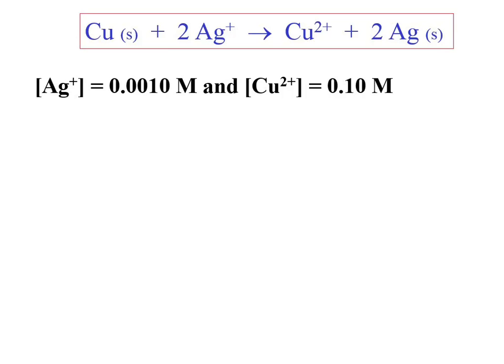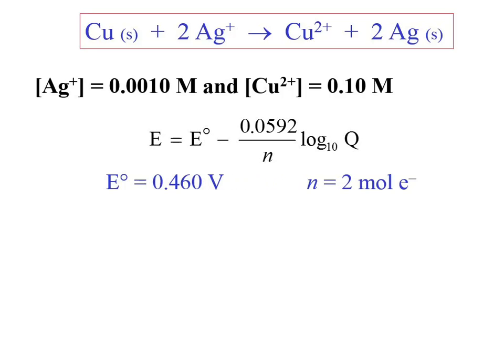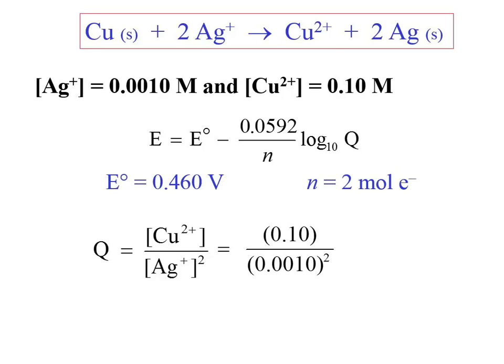Yep, yeah, I said it wrong. So this is the conditions for 2. That's the only thing that's different, okay? So now instead of the silver ion also being 0.10 molar, it's 0.0010 molar.